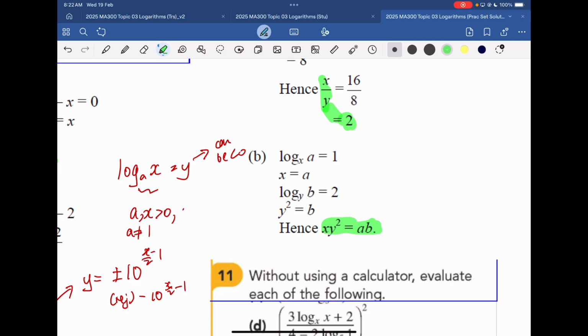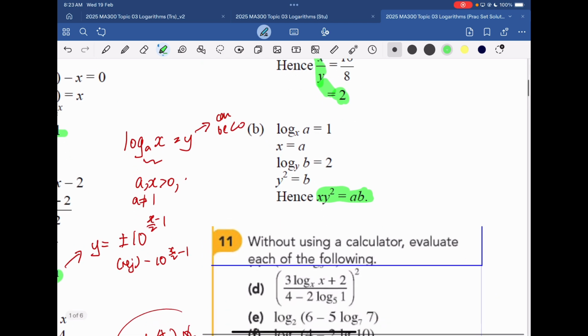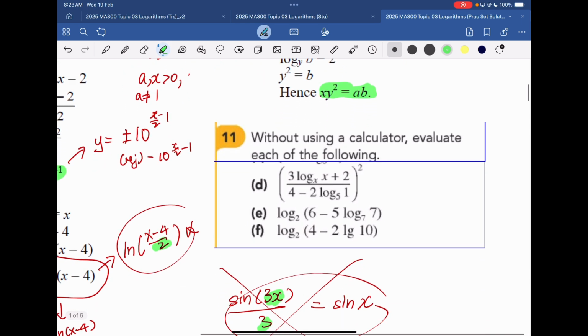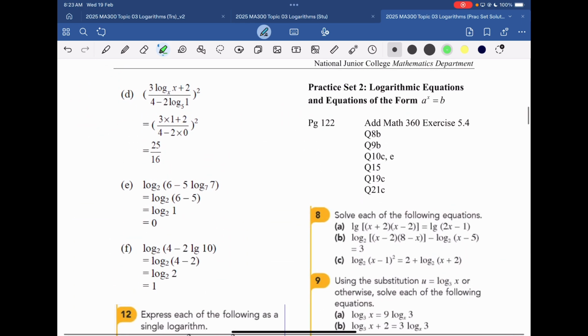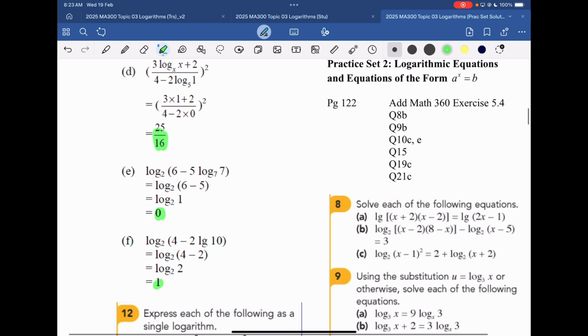Very simple, just help me to mark only. Question 11 is below. 11C, 11DEF: 25, 16, 0, 1. Those of you whom I have already marked, you don't need to pass back to me again, because I already put it on the Google Sheet. I'll see it on the Google Sheet.